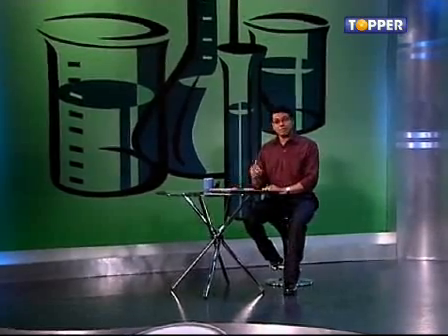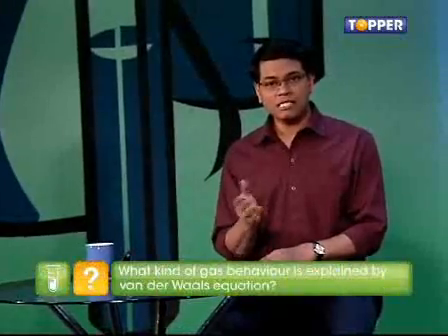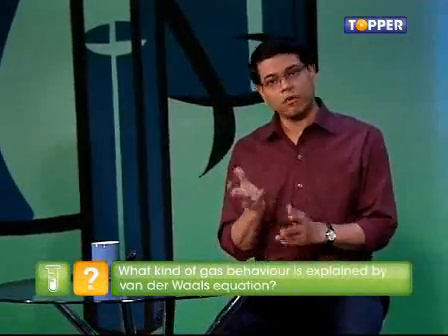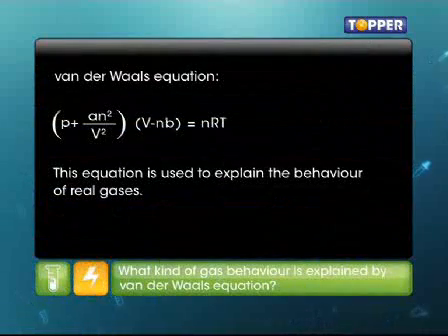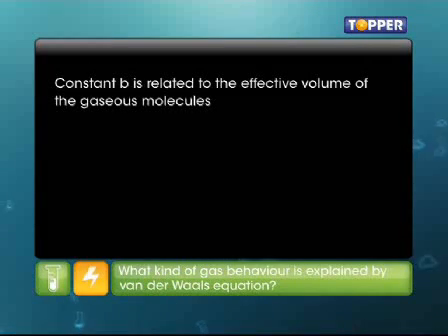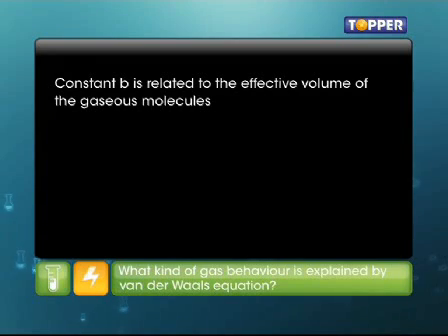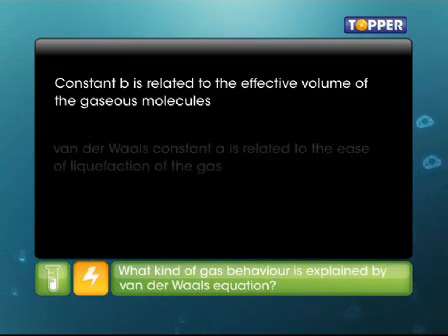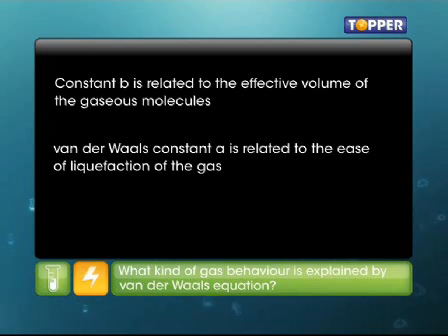It has often been said by many great thinkers, within the question lies the answer. We have been discussing gases and their behavior. Before we went to a break, I asked, Van der Waals equation explains the behavior of what kind of gases? Well, the answer is as simple as it can get. This equation is used to explain the behavior of real gases. The constant b is related to the effective volume of the gaseous molecules. Van der Waals constant a is related to the ease of liquefaction of the gas.